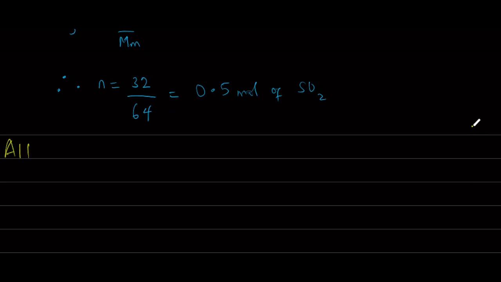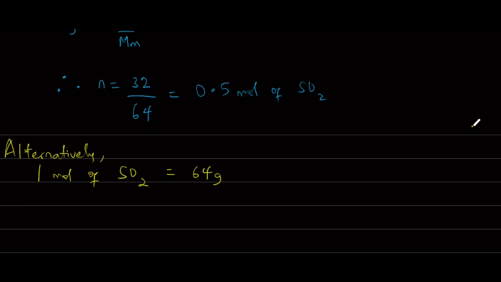Alternatively, we can solve it by using the assumption that we discussed in the beginning section of this topic. We say that 1 mole of any substance has a mass which will either be the molecular mass or the molar mass of the substance. So 1 mole of SO2 has a mass of 64 gram. That means in 1 mole, the mass is 64 gram.